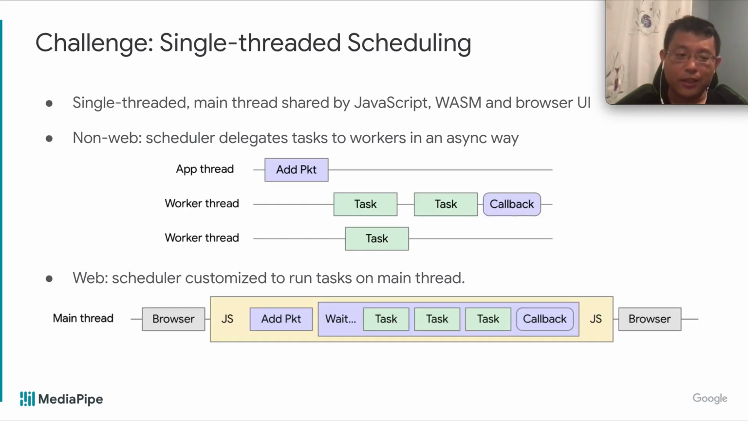On-device machine learning has challenges of limited resource, efficient models, and cross-platform compatibility. But there are additional ones for WebML. For example, single-thread scheduling. The execution in web is a single thread shared with browser UI. For MediaPipe non-web pipelines, scheduler delegates tasks to workers in an async way. But for WebML, scheduler has to run all tasks on the main thread.